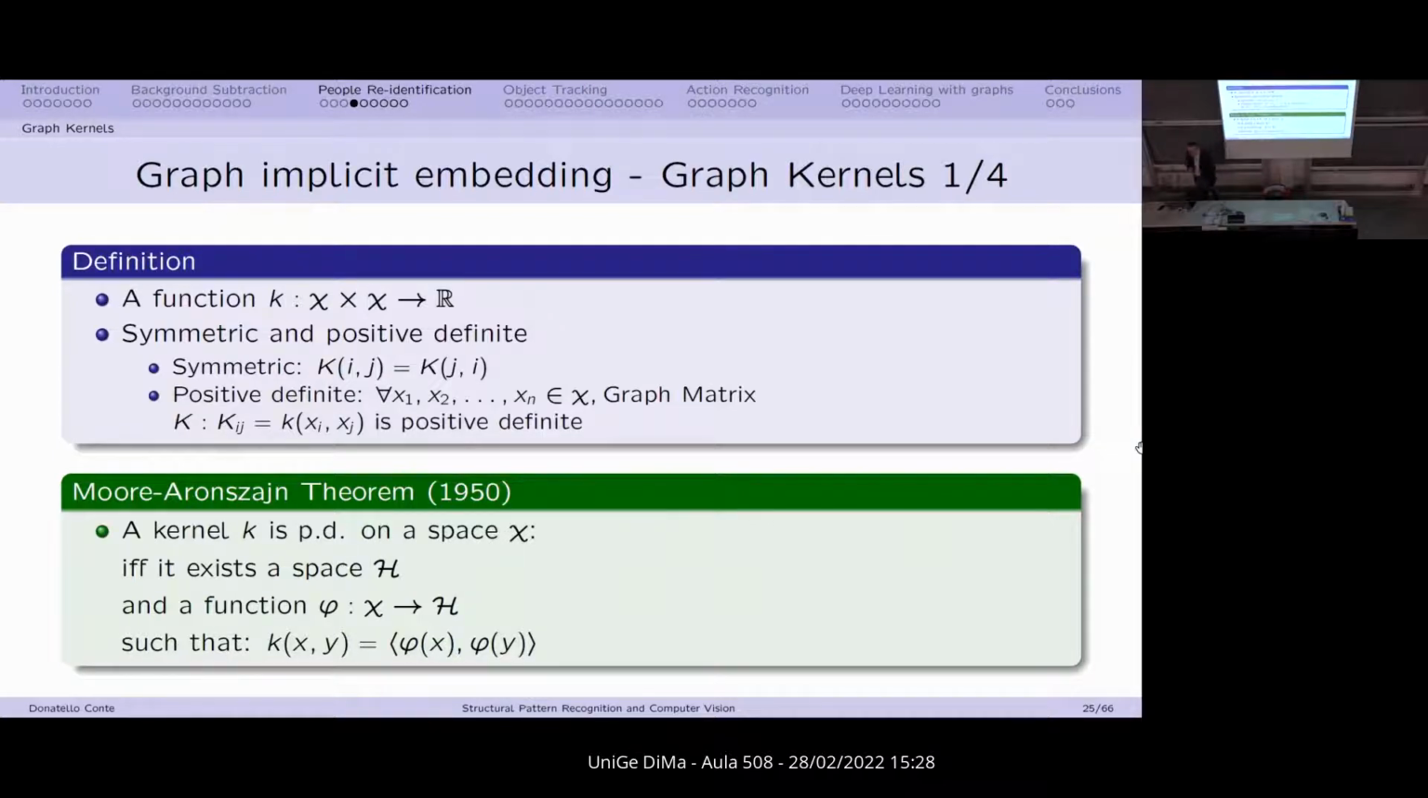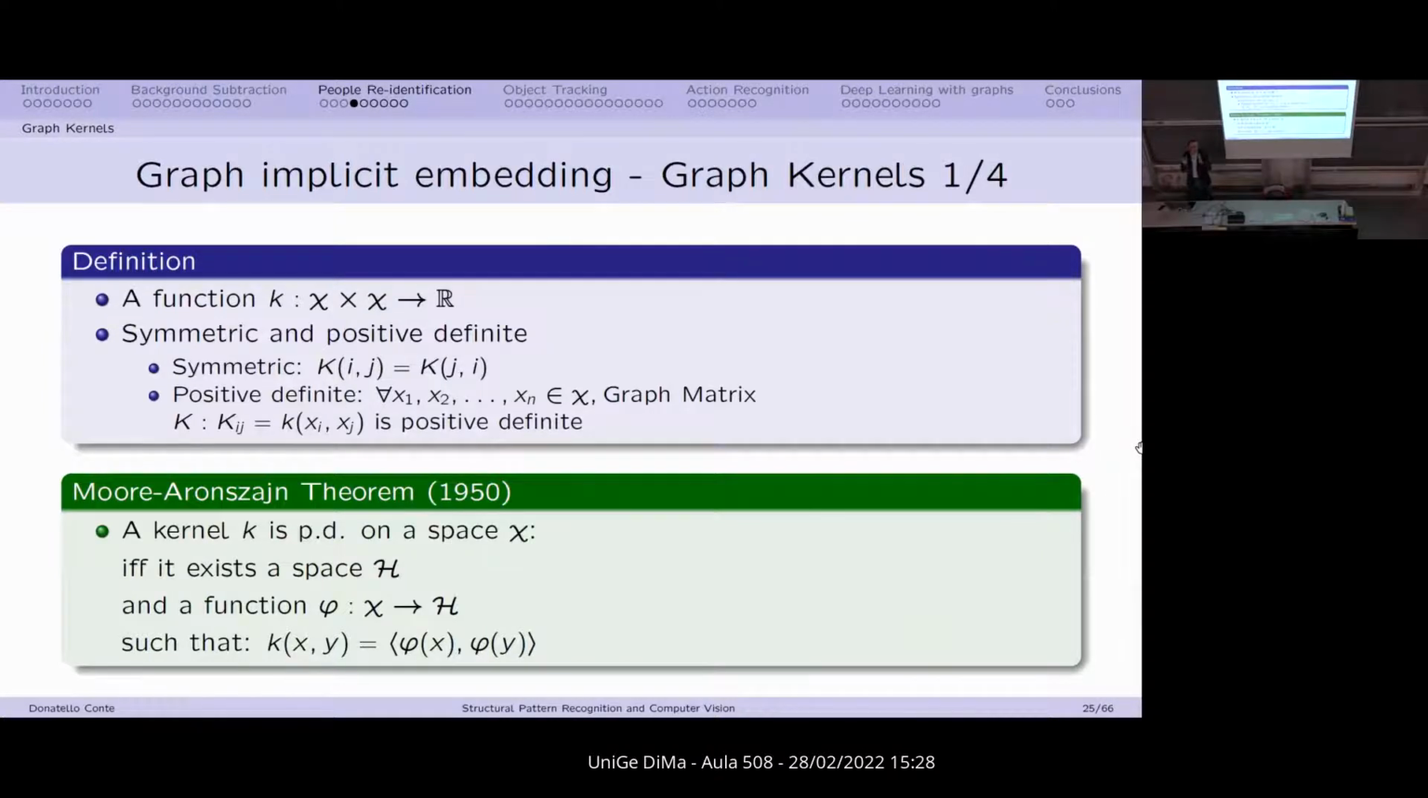For this reason, we call it implicit embedding, because there is a theorem that says that if we have this function called a kernel, a function that compares two data, structured data in this case, but it can also be used for vectorial data, that for each couple of data gives a real number, and if this function is symmetric and positive definite on a set of data, then we can use the kernel as a vectorial product in a Hilbert space.